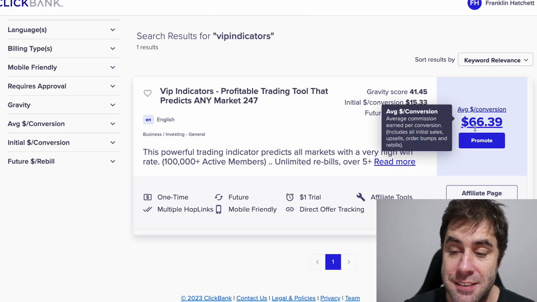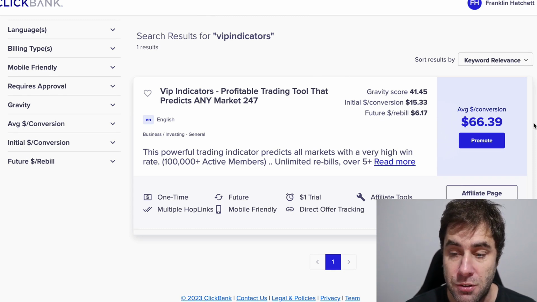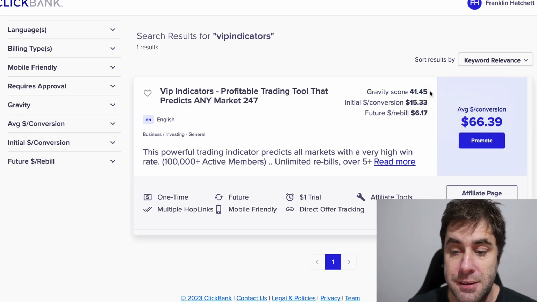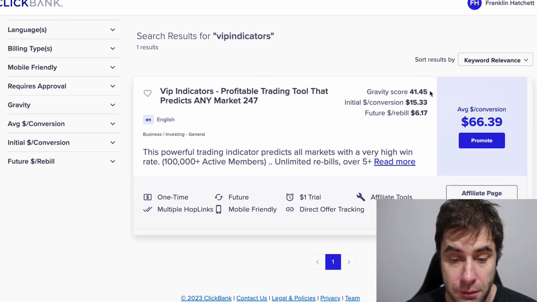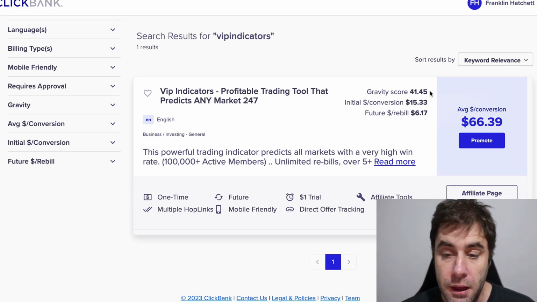We would get $66 per conversion. So every time we send someone to this and they make a purchase, we would get an average of $66. Right now, it has a gravity score of 41, which is quite good. It means that this product is selling right now. People are actually purchasing it. People are making affiliate marketing commissions. So this product is perfect for what we want to do in this method.